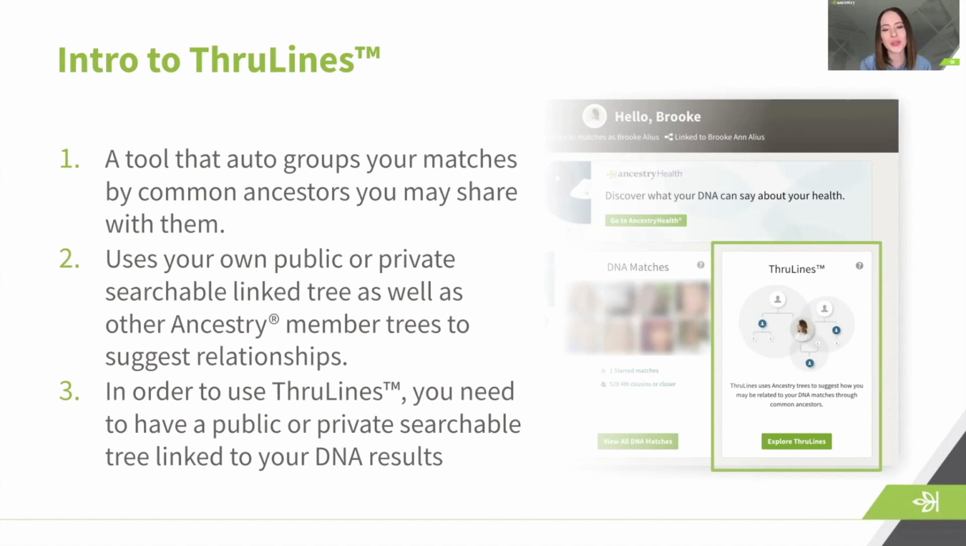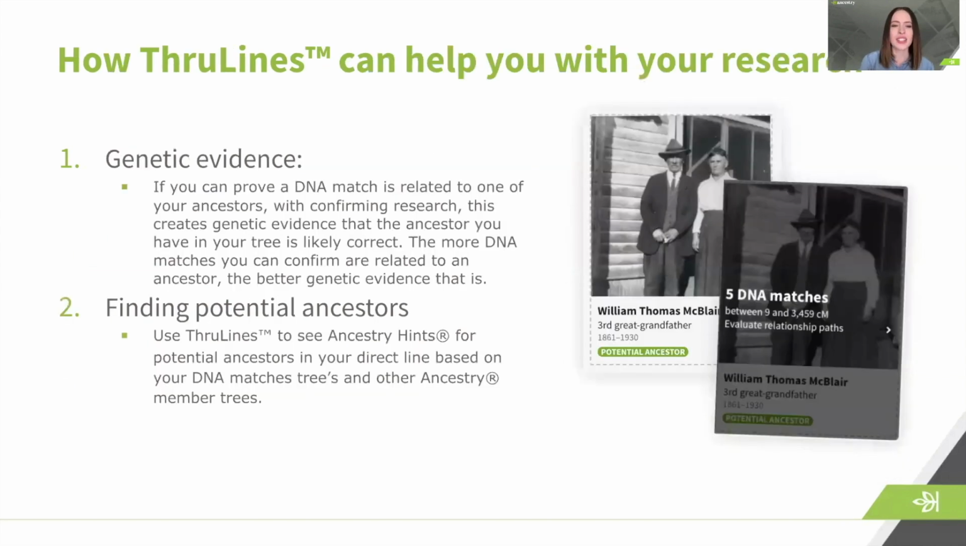And in order to use ThruLines, you need to have a public or private searchable tree linked to your DNA results. And you'll see on the right side of the screen here that we have a screenshot of the DNA logged in homepage. That is where you're going to find access to ThruLines. It's right next to the DNA matches card. You'll see a card that says ThruLines on the right-hand side, and then you click Explore ThruLines to see the feature.